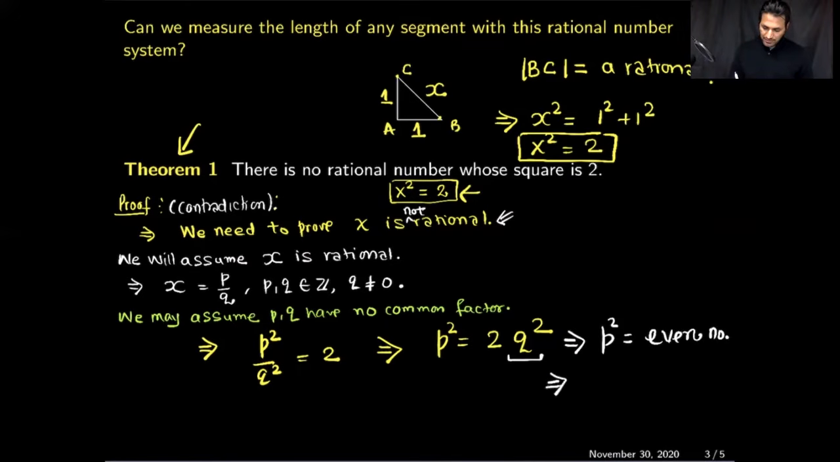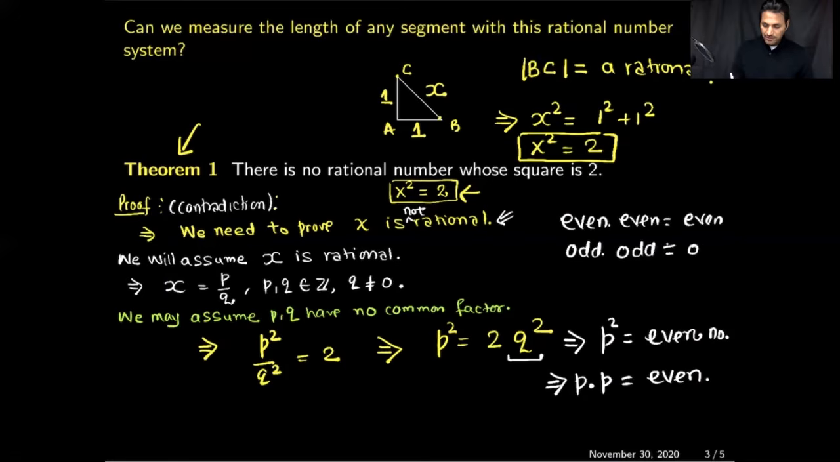So p square is a multiple of 2. What is p square? It is the product of p and p, which is even. We know one property: if we multiply two even numbers, we get even. And if we have two odd numbers and multiply them together, we get odd. The product of odd numbers is odd. The product of even numbers is even. So this gives me that p is even, because this can only satisfy the first property. So p is even.